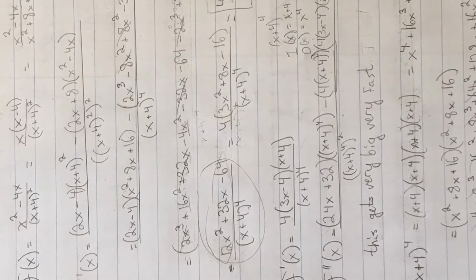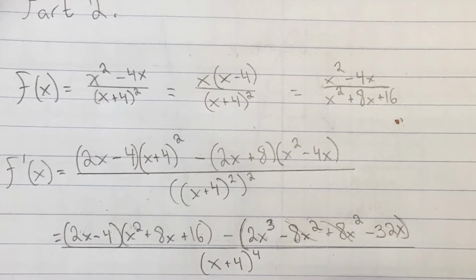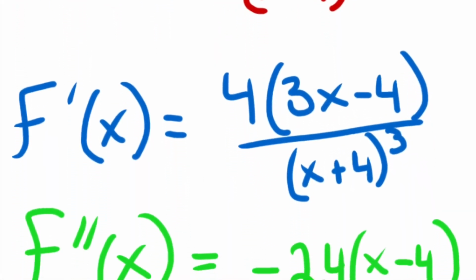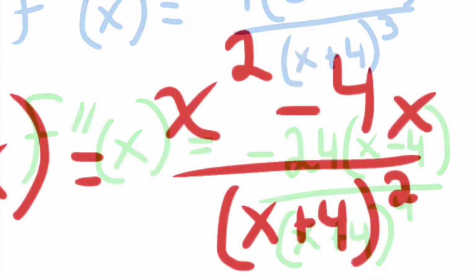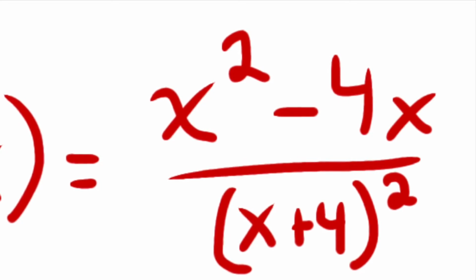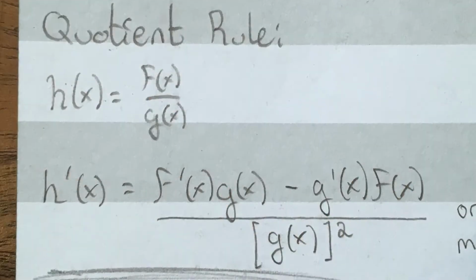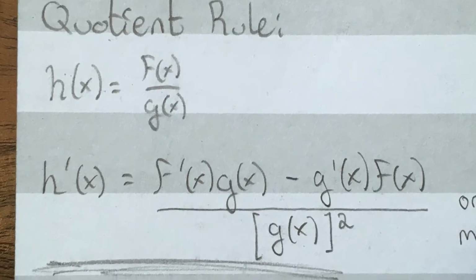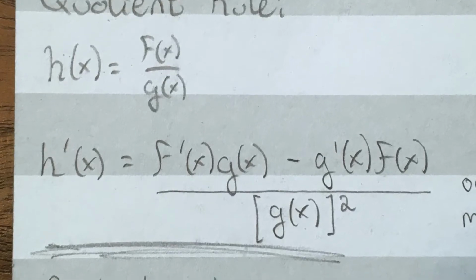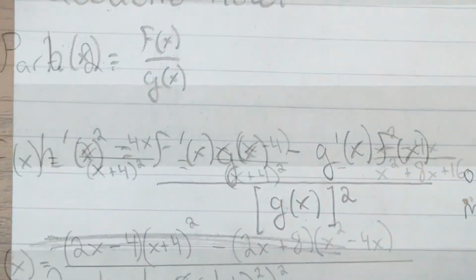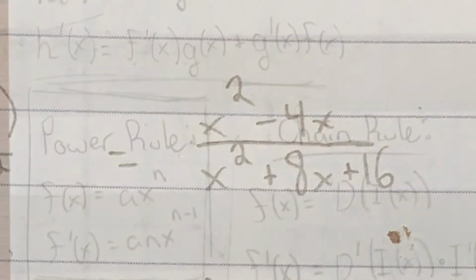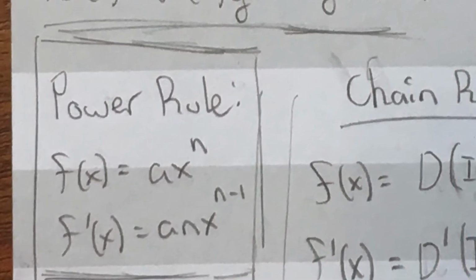We need to find both the first and second derivative. The first derivative will give us information about turning points and some inflection points, as well as direction. The second derivative will give us information about inflection points and shape, or concavity. To find the first derivative, I expanded both the numerator and the denominator, and then used the quotient rule. The quotient rule states that f prime of x is equal to the derivative of the numerator multiplied by the denominator minus the derivative of the denominator multiplied by the numerator, all over the denominator squared. So the derivative of the numerator is 2x minus 4, and the derivative of the denominator is 2x plus 8. I get those values from the power rule, which I won't go over.